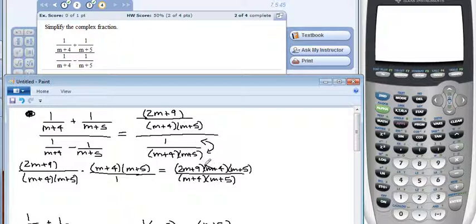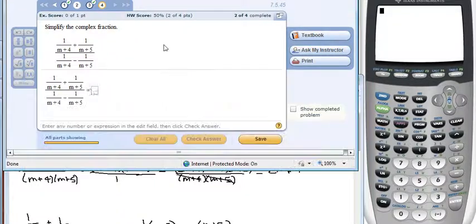And now I'm canceling entire sets with entire sets. All that's left is a 2m and a 9, that's a plus. 2m plus 9. All right? So this is the simplified version of all of that. Okay? That's it. That is as far as we can go with these.